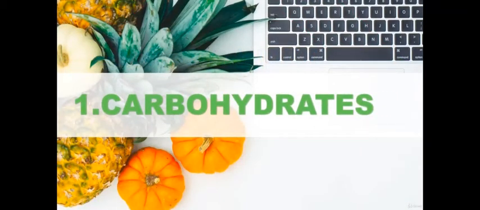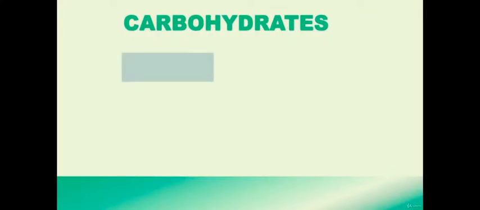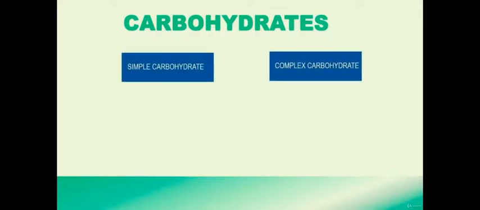Carbohydrates are chemical elements composed of carbon, oxygen, and hydrogen. Carbohydrates are important nutrients for energy and for building cells in the body. The word carbohydrate is formed by carbo, which means carbon, and hydrate, which means water. There are two types, simple carbohydrate and complex carbohydrate.